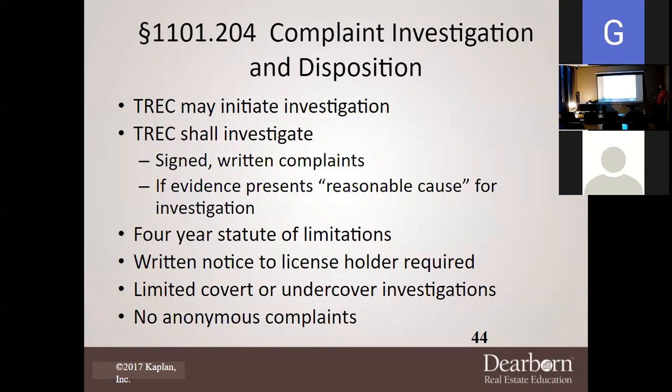There are limited covert and undercover investigations. Yes, they will sometimes send somebody to come in and look. If there's a complaint against you, Aiden, say Leela complained about you, they may send Keith in to act like a client to see if you're going to treat him the same way you treated Leela. And you'll know nothing about it because it's undercover. But there are no anonymous complaints. None. Okay?